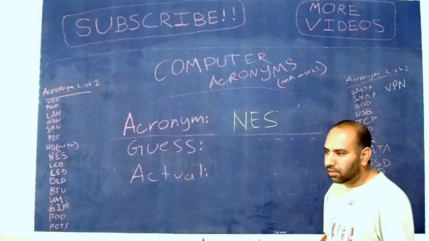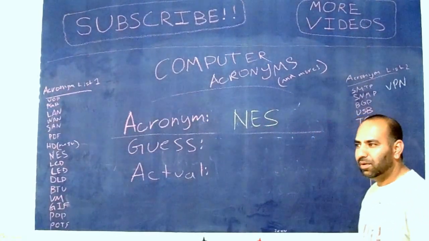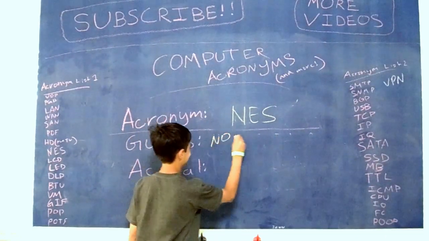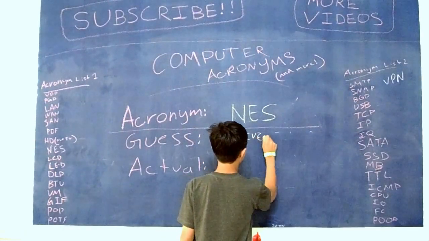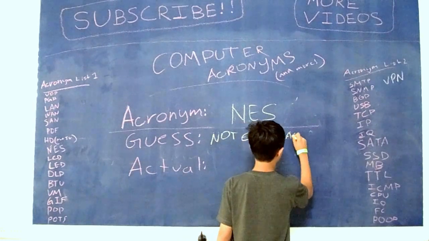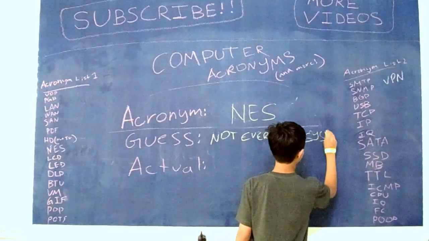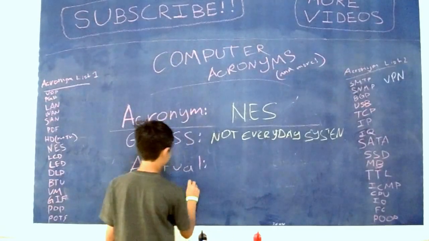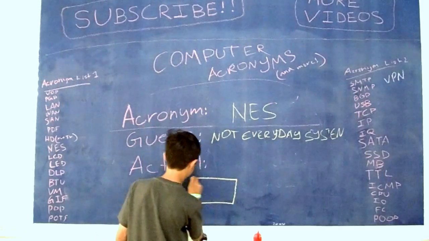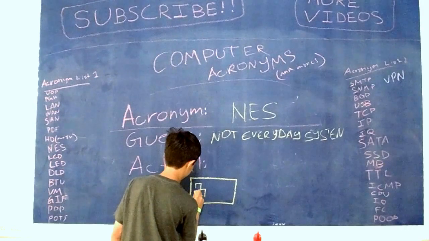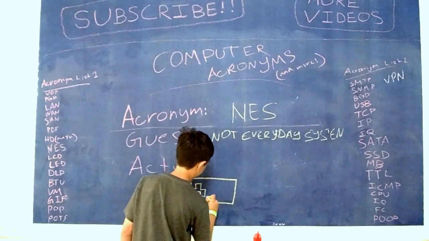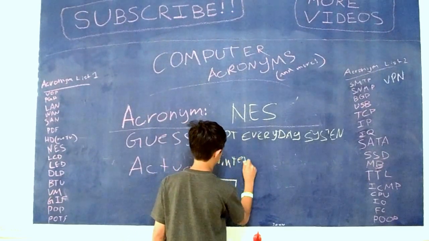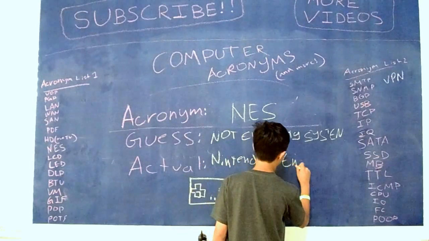NES. My son put it on the list, so I have no idea. NES. It's the... Not everyday system. Well, you're close. It's a system. Not efficient system? No. Well, it's supposed to be computer acronyms, so... You guys make it easier for everybody. Oh, I got it.